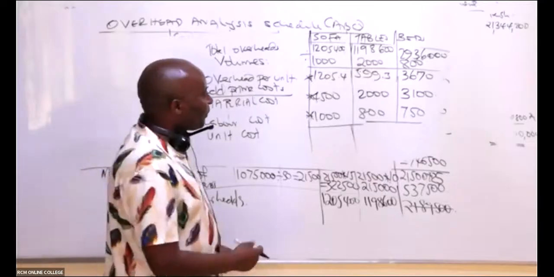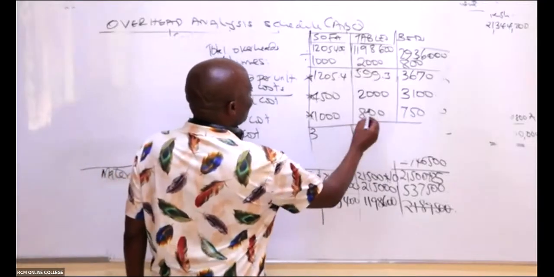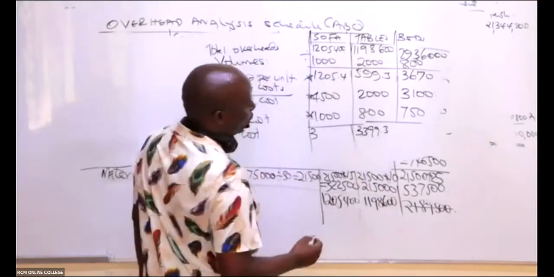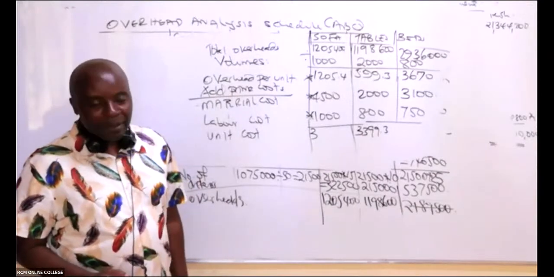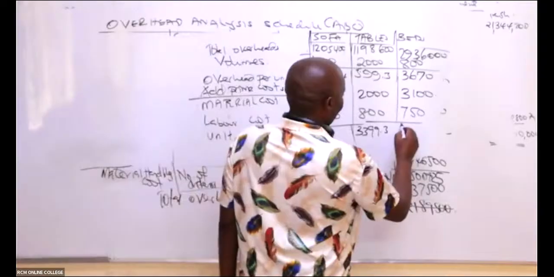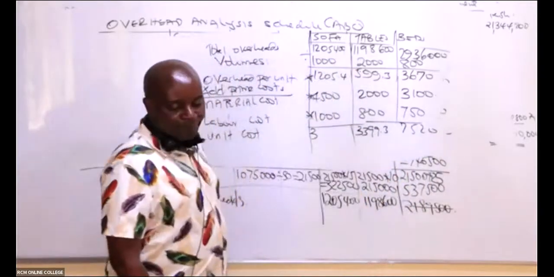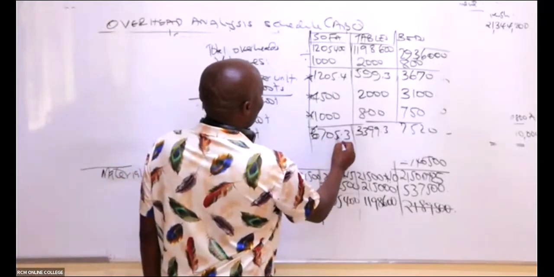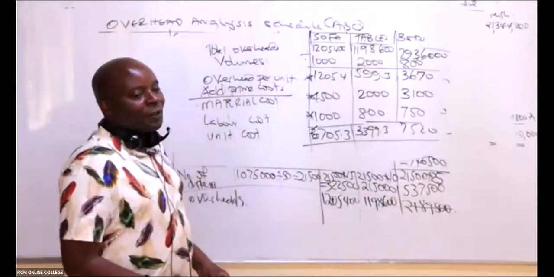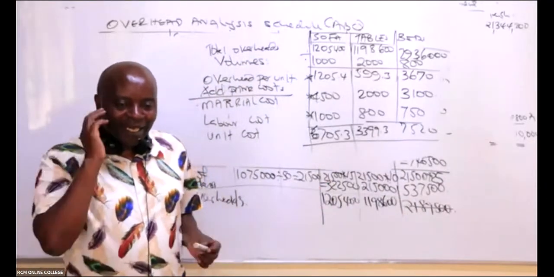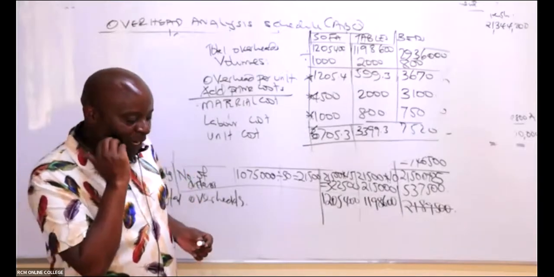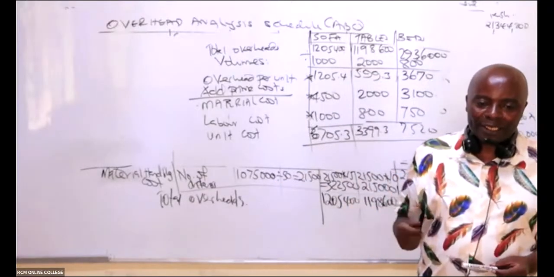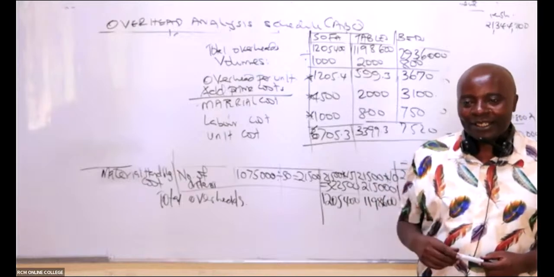Tables, how much? 33.99. Thank you so much. Beds, 2520. Sofas, 6705.3. So if you compare the traditional method and this ABC method, the answers can never be the same. The cost that we have there will be different. Which method in this case will you trust their figures? ABC. It's modern.